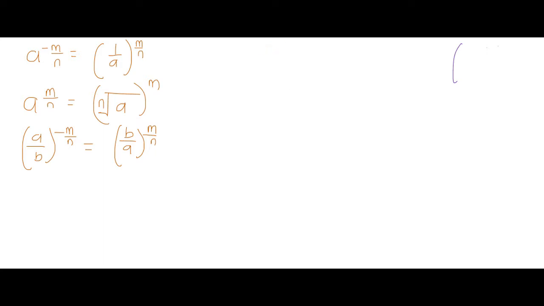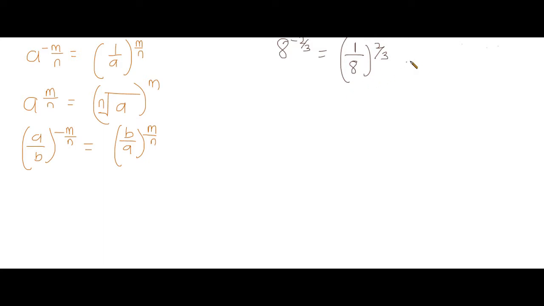Let me use another pen. Let's say we have 8 raised to the power of minus 2 over 3, and this will be written as, using this first law here, 1 over 8 all raised to power of 2 over 3.